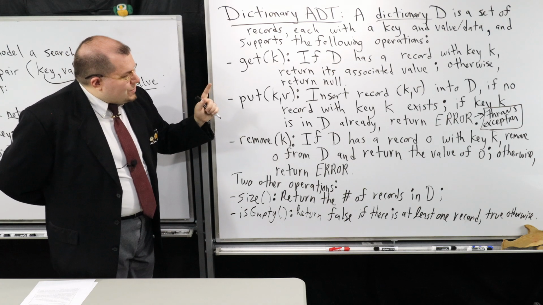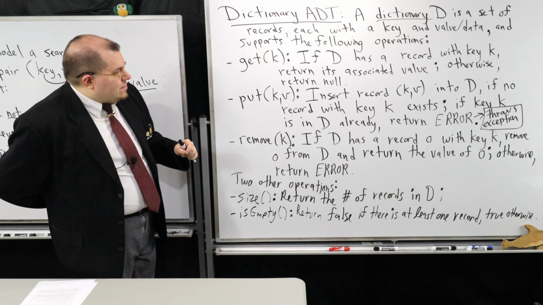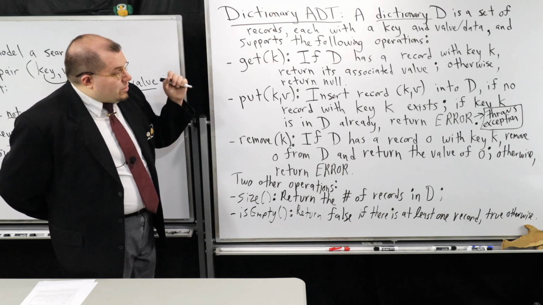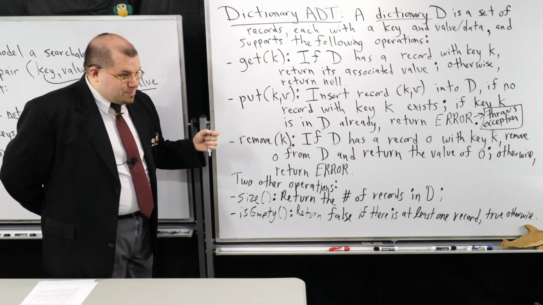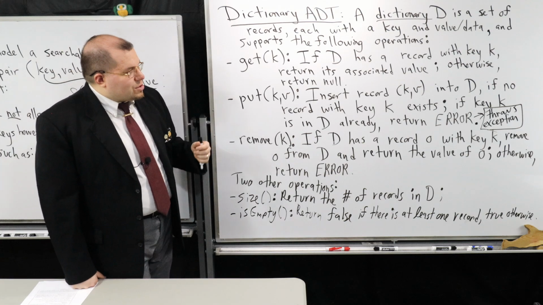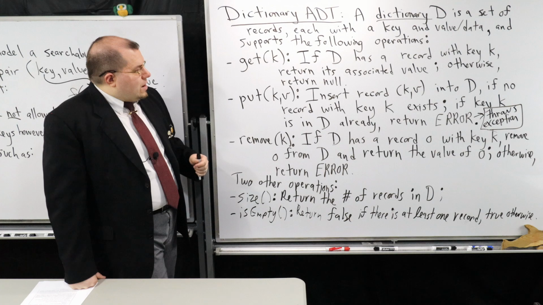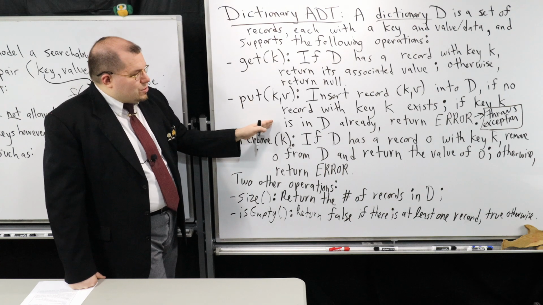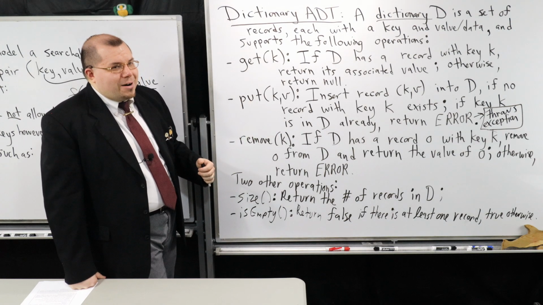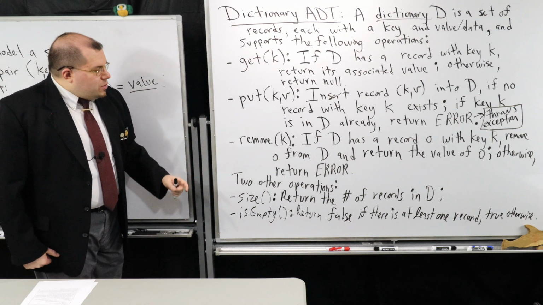So now if it does not, keep in mind, if there is no duplicate key, that's possible in this case, then you just insert it in. So you just insert the record into D, and that's it. But if there's a duplicate, remember, you're going to report an error. So that's what put is.